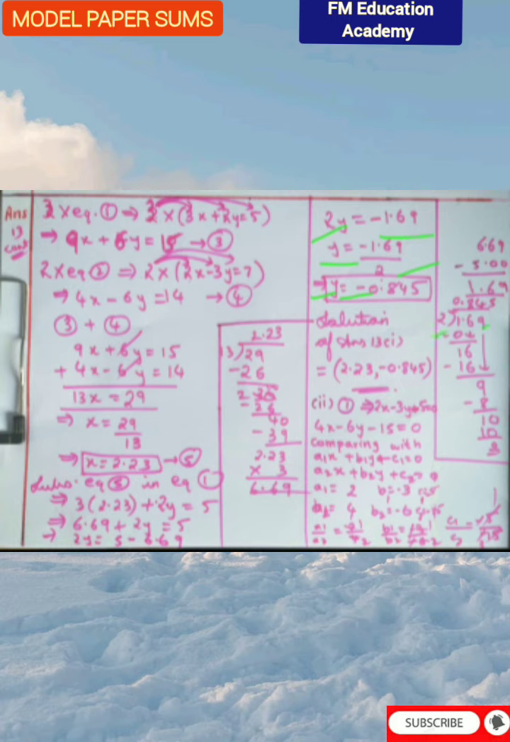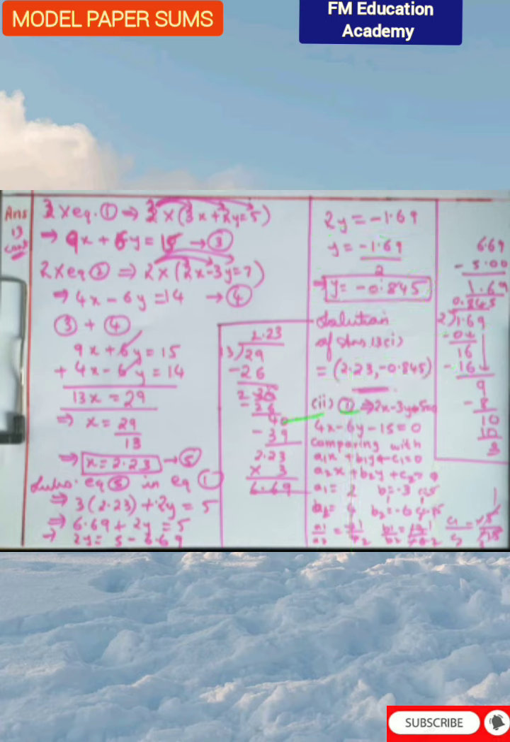2 zeros are 0. 2 8s are 16. 2 4s are 8. 9 minus 8 is 1. Put a point, bring down 0. 2 5s are 10. So we got y is equals to minus 0.845. So the solution of question 13, first bit, is x we got as 2.23 and y we got as minus 0.845. Always write this as x coordinate comma y coordinate. So x coordinate here is 2.23 and y coordinate here is minus 0.845.